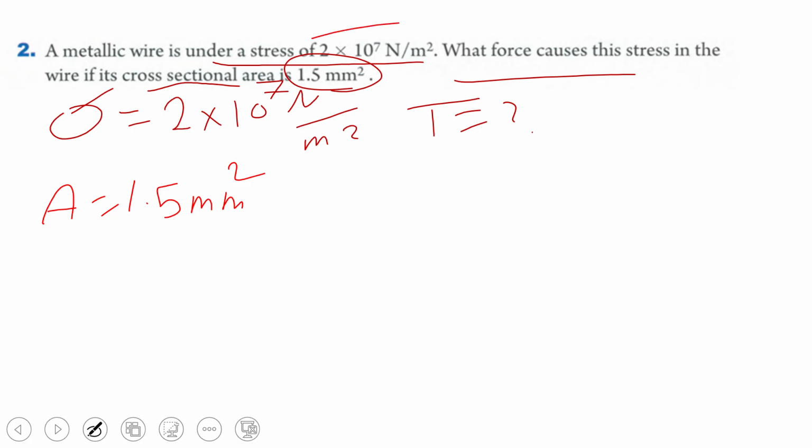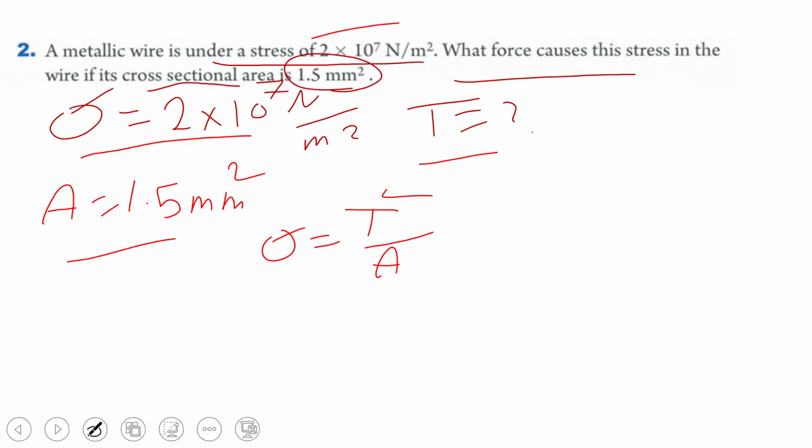So we have the stress, it's given. Even with the area, find the tension. T is easy, you have the rule. Stress equals tension over area. How can we find T? T equals what? Stress times area.